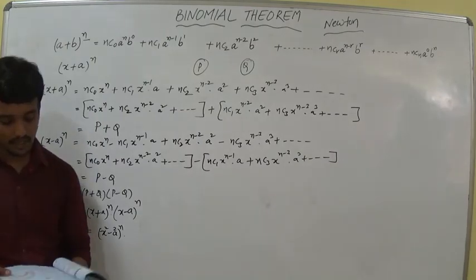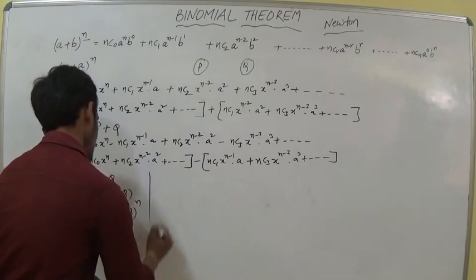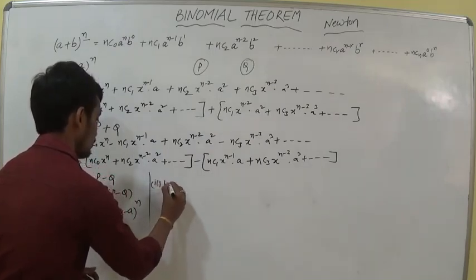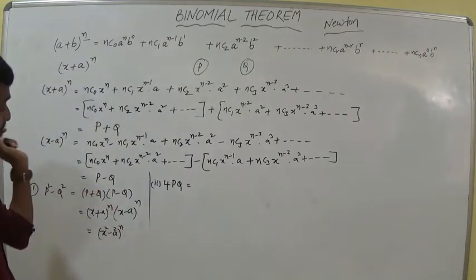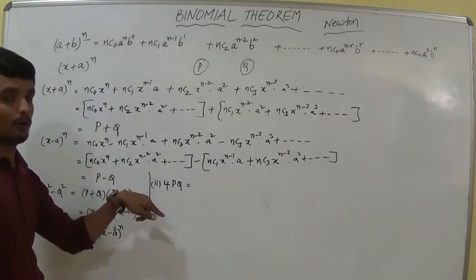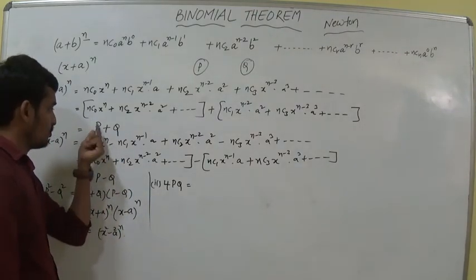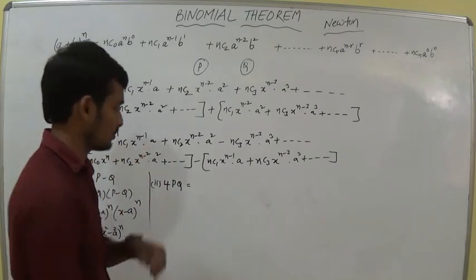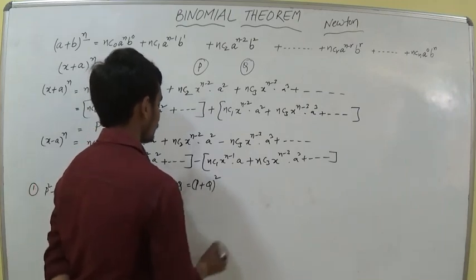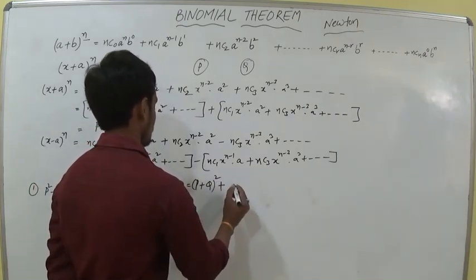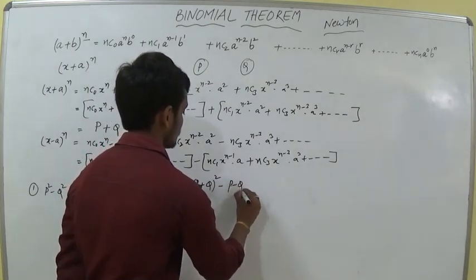Next problem, they are giving 4pq. The second problem in that group is 4pq. So we have p plus q and we have p minus q. How can we get 4pq? If we add these two, p plus q whole square, not plus, minus, p minus q whole square.